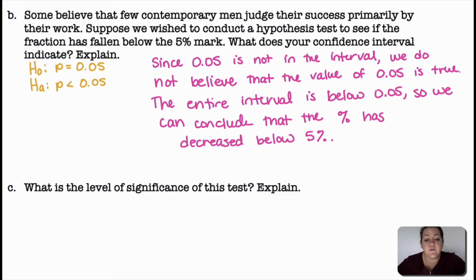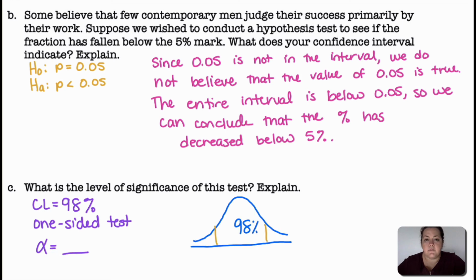What is the level of significance for this test? So if I was going to do the test, what significance level? So my confidence level was 98%, and then it was a one-sided test. We were doing a less than test. So I want to figure out what that alpha value would be. So I have my normal curve, 98% in the middle. That leaves me with 2%, 1% on either side. Because it's a less than test, I'm only concerned with that one tail, so my alpha value would be 0.01.